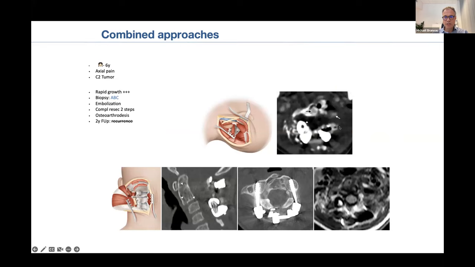You can see a graft placed in the resection of C2, a graft which is completely integrated after a few months. And then through a posterior approach, the remnant of the tumor is removed and the posterior stabilization is performed, with complete resection at the end and a very good long-term follow-up.